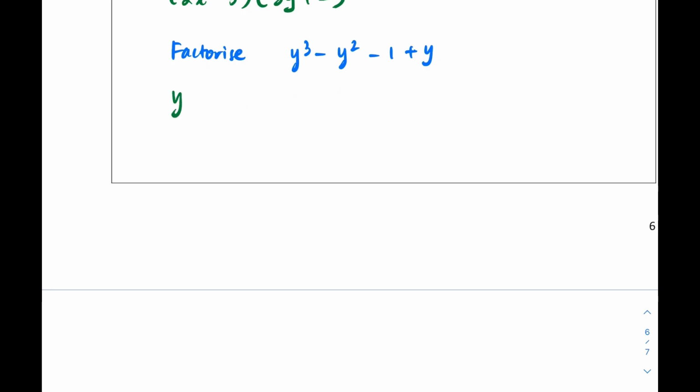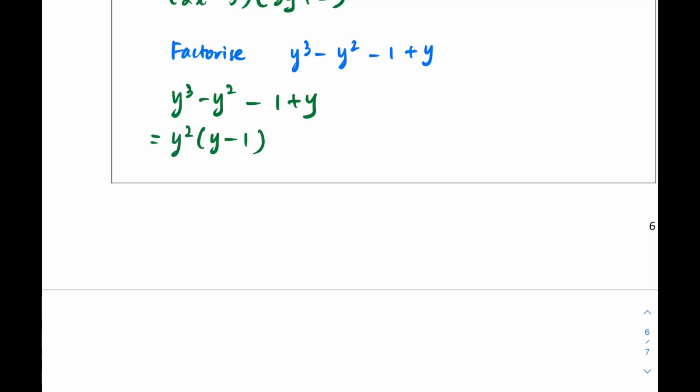In this last example, we have y cubed minus y squared minus 1 plus y. Let's look at the first group, y cubed minus y squared. What's our common factor? y squared. So we have y minus 1 left in the bracket. In the second group, we have negative 1 plus y.